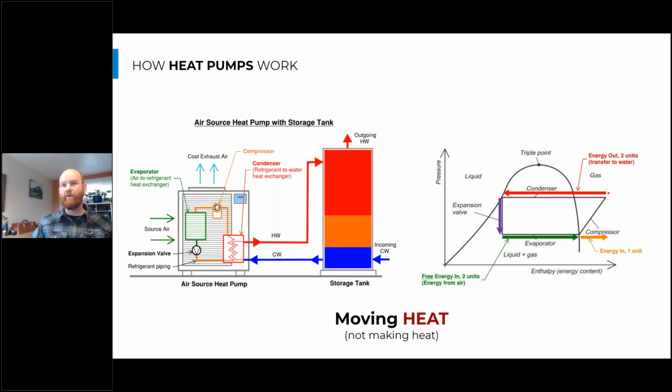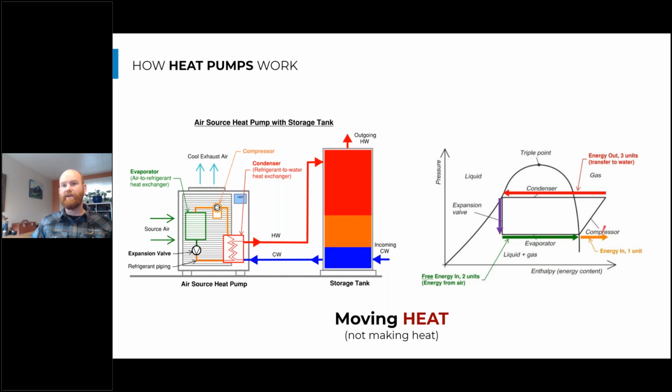And so here we're transferring 3 units of heating energy into that water there. So we got 2 units for free. We paid for 1 with our compressor and we can put 3 into the water. That's really the magic of the system. Then we need to expand and basically modulate this pressure on both sides of that expansion valve so that we start at the beginning of our cycle again and can extract heat from the air.